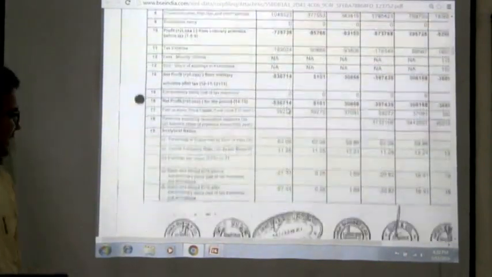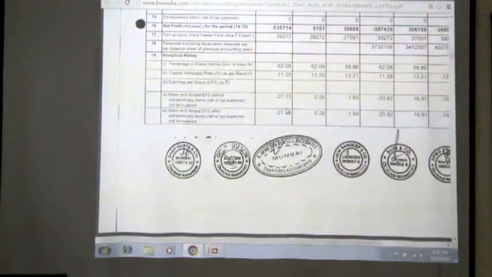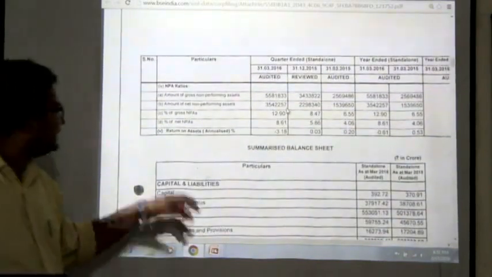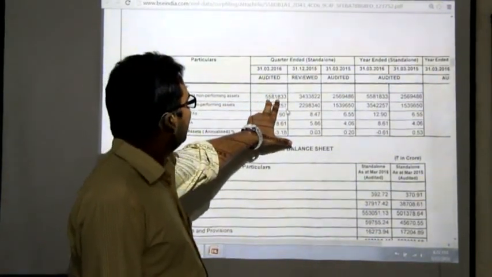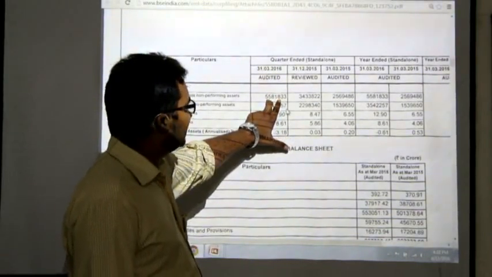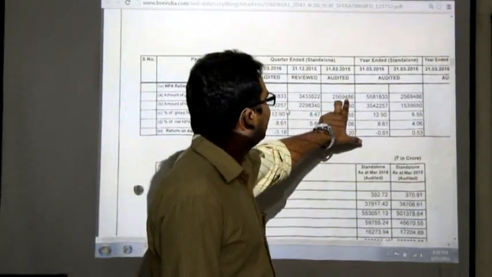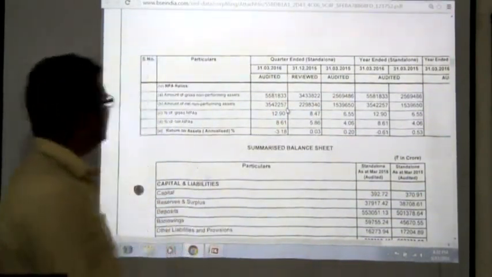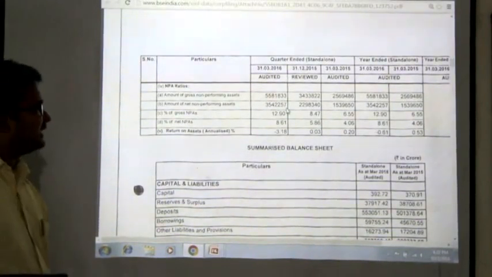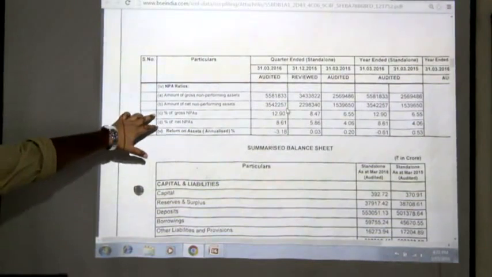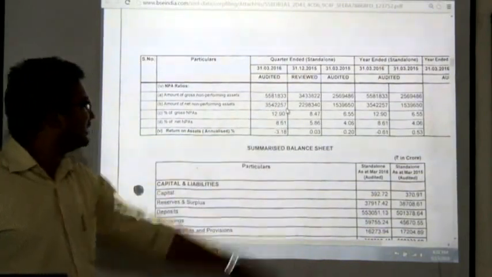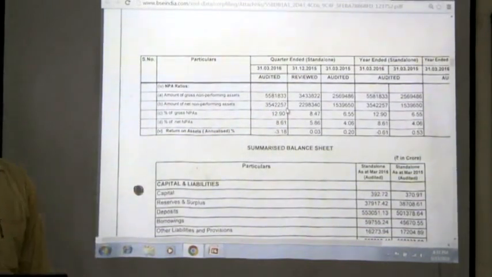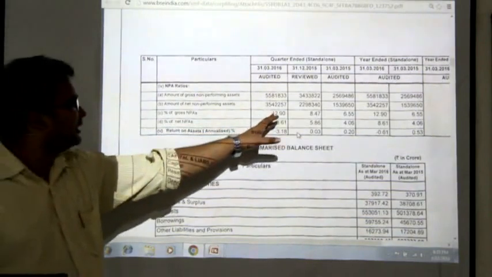Now we'll go and see the NPA ratios of PNB. If we talk about the NPA, we can see the amount of gross non-performing assets is approximately 55,818 crore versus only 25,694 crore in the last year. So NPA has increased at an increasing rate, and if we talk about the net NPA, it is also 5,422 crore.